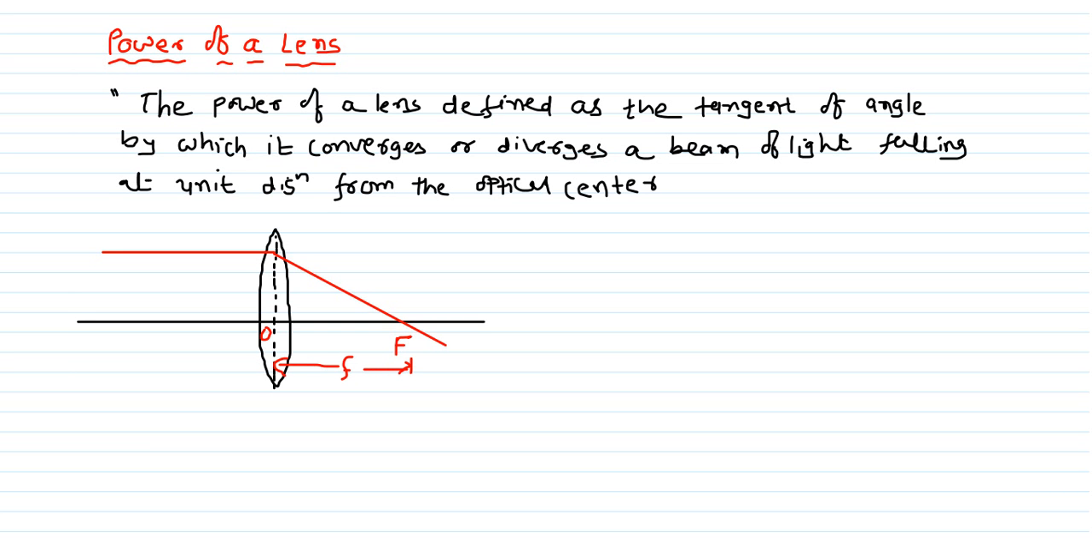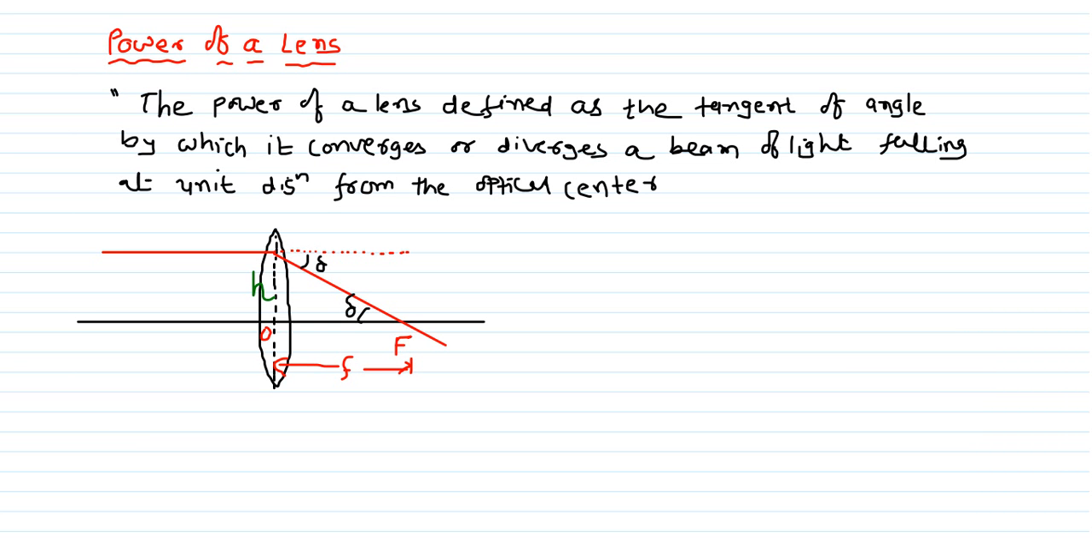Now suppose the lens is not there, then the ray would move in a straight line. So this angle is known as delta, the angle of deviation. This angle is also delta, the angle of deviation, and you can say this height is h.